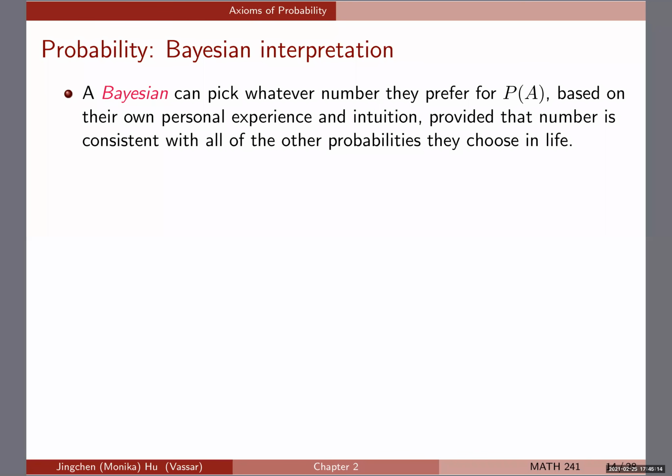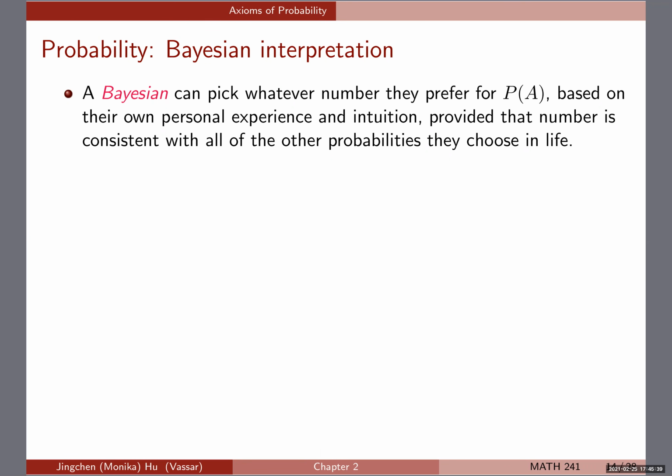The second interpretation is the Bayesian interpretation. Some of you probably have heard about the term, and just as an advertisement, we do have a 300 level Bayesian statistics course that after taking this 241 probability, you're able to take, because this is a prerequisite. But regardless, Bayesian is really a way to think about interpretation of probability.